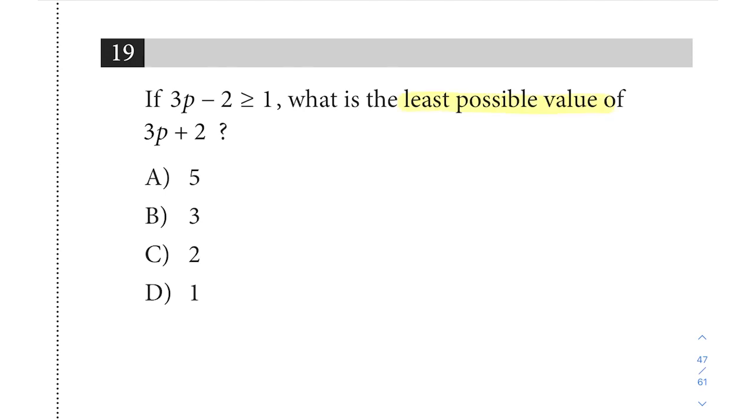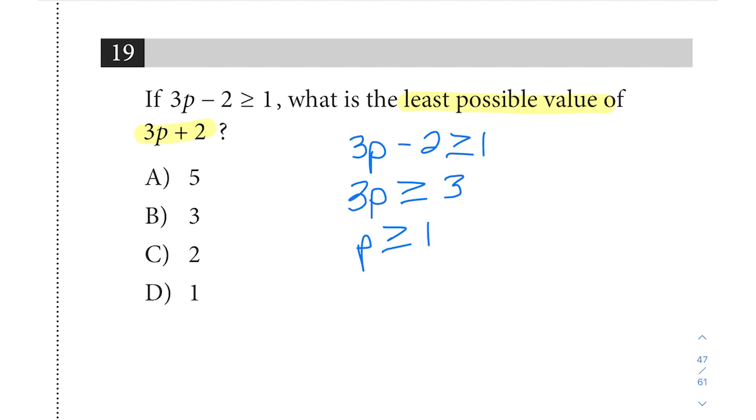All right, let's take a look at question 19. This one looks a little shorter, so that's nice. It says, if 3p minus 2 is greater than or equal to 1, what's the least possible value of 3p plus 2? Well, let's figure out a possible value for p. This inequality that we start with is enough for us to do some solving. Here we add 2 to both sides: 3p is greater than or equal to 3. Divide by 3: p is greater than or equal to 1.